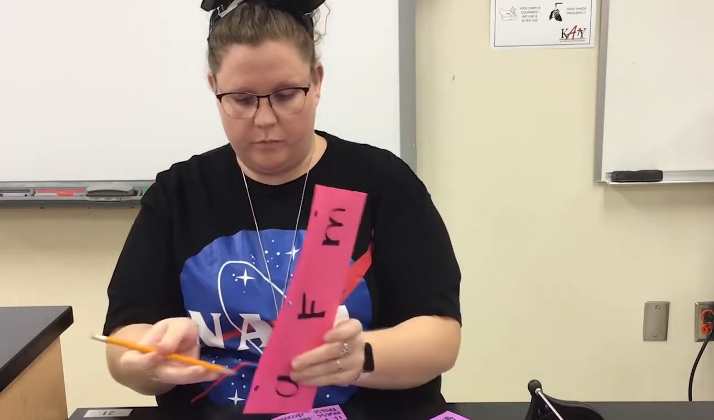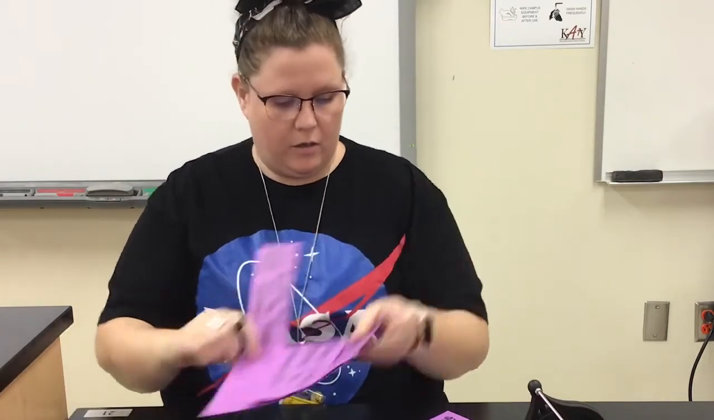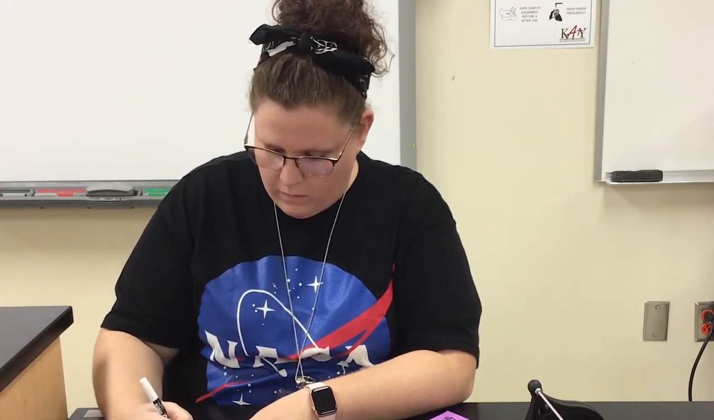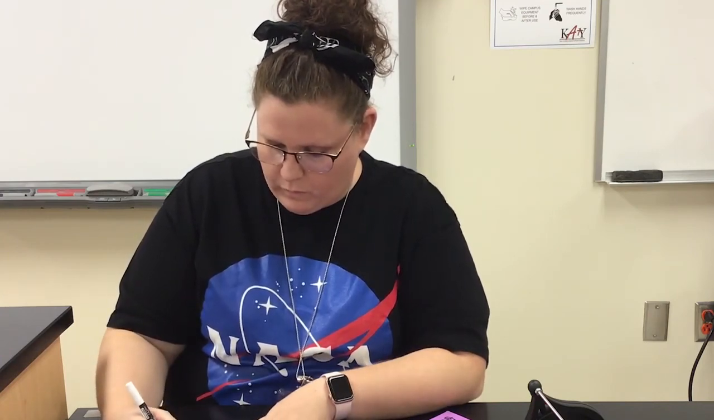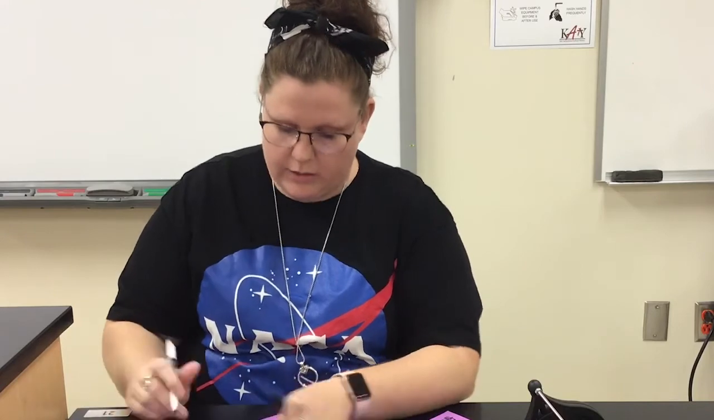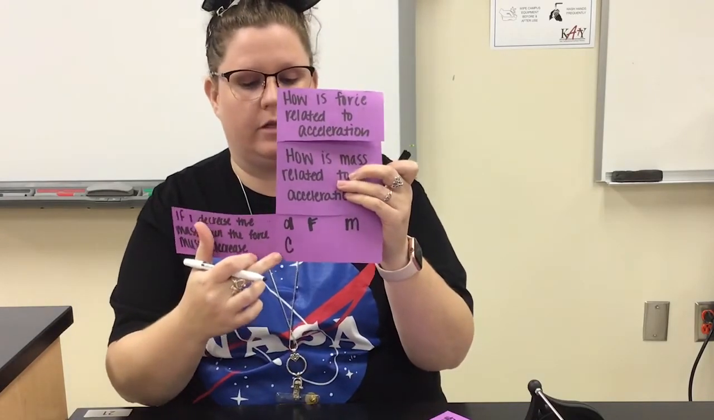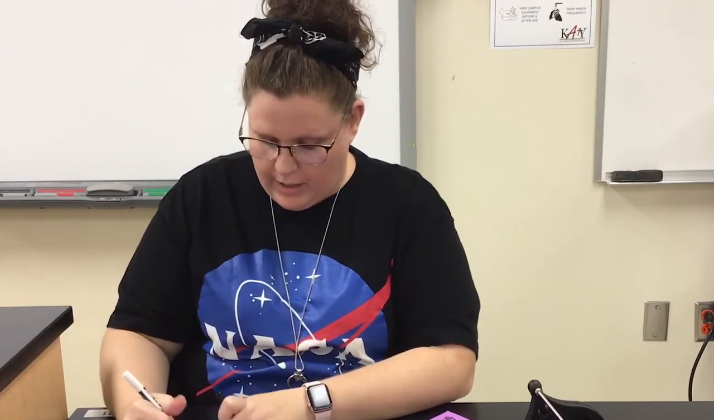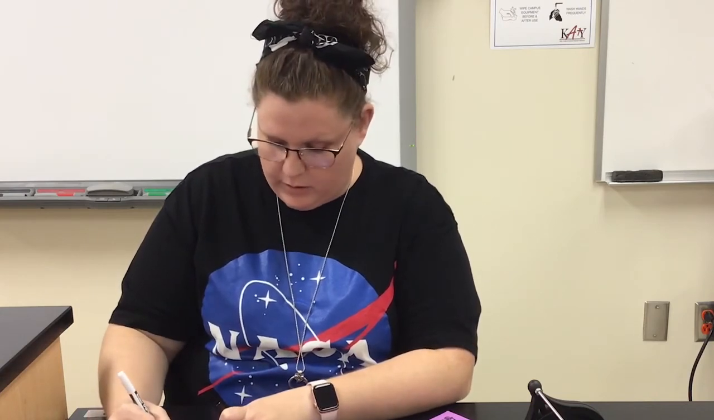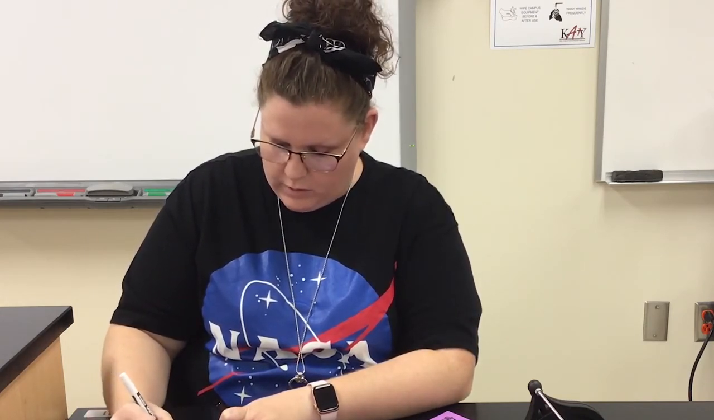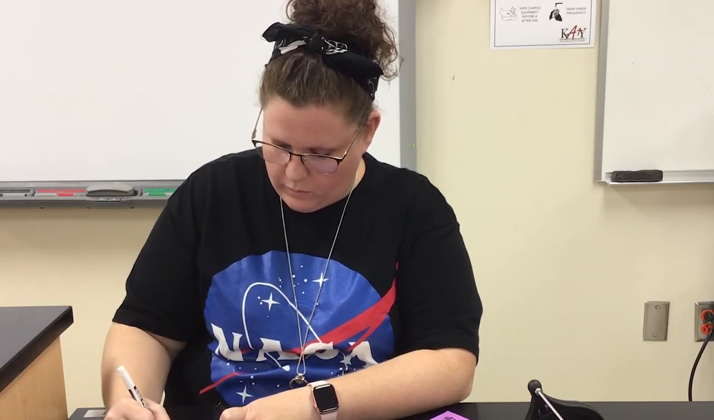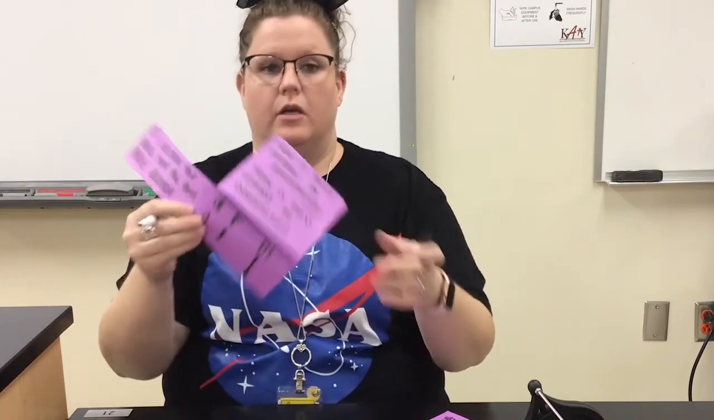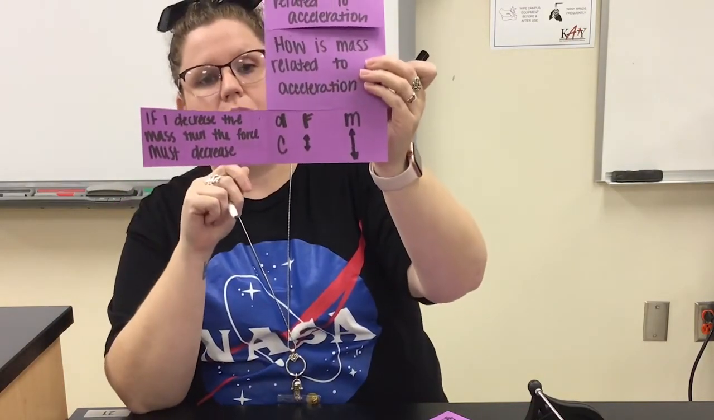So on your foldable, on the right hand side, we're going to do our A, F, and M again. So A, F, and M. Acceleration was the constant, so we are leaving that one with the C underneath. And then as mass increases, and this one has a larger arrow, our force will also increase, or decrease with our smaller arrow.